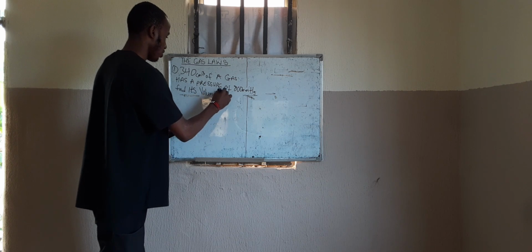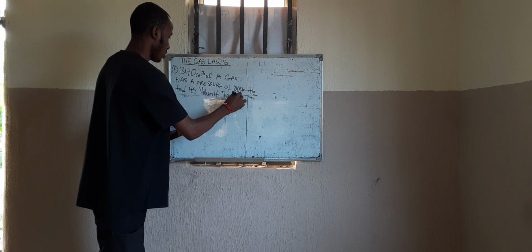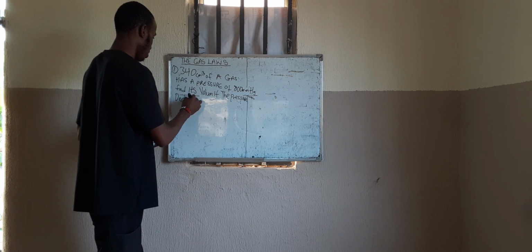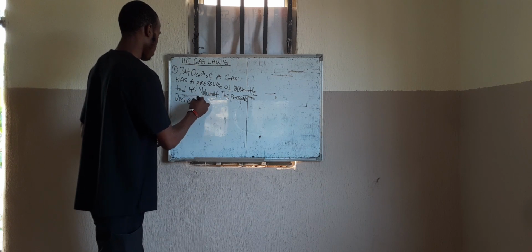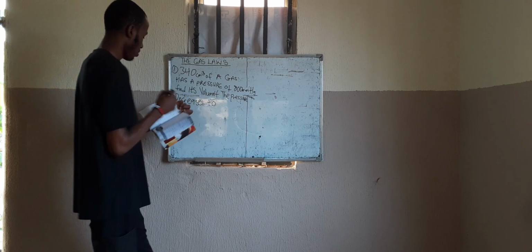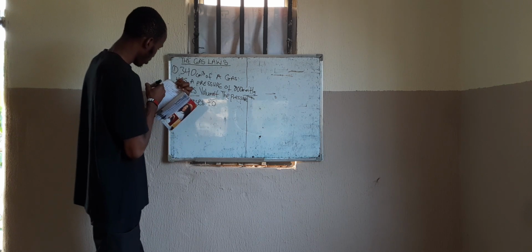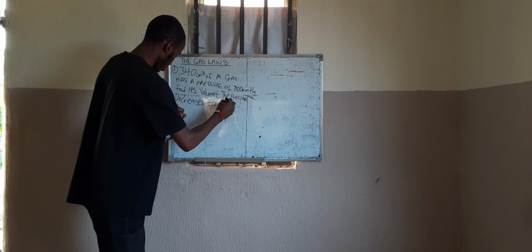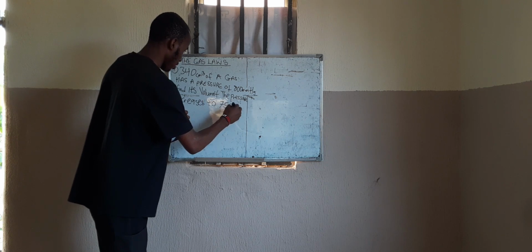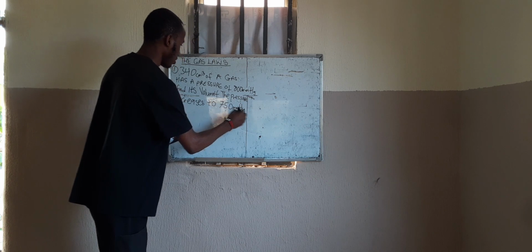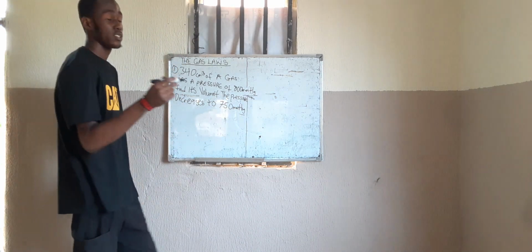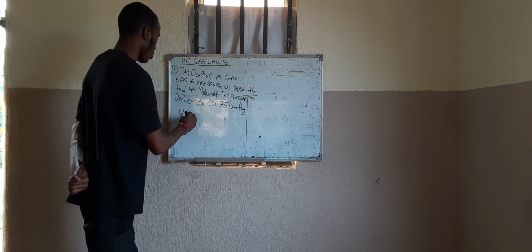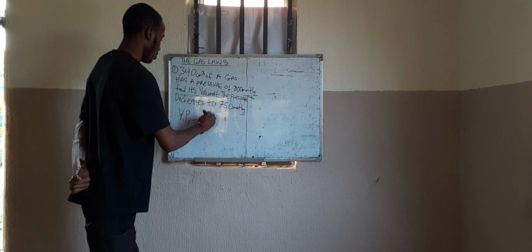If the pressure decreases to 750 mm. So using the mathematical representation of Boyle's law, we have V1 P1 equals V2 P2.